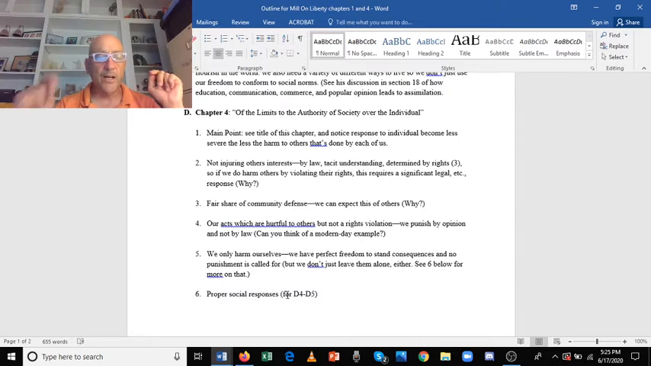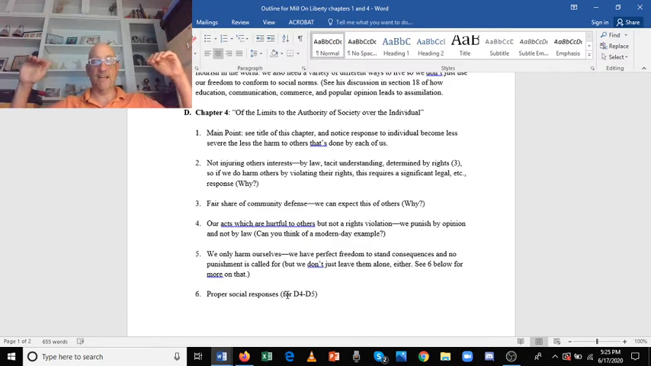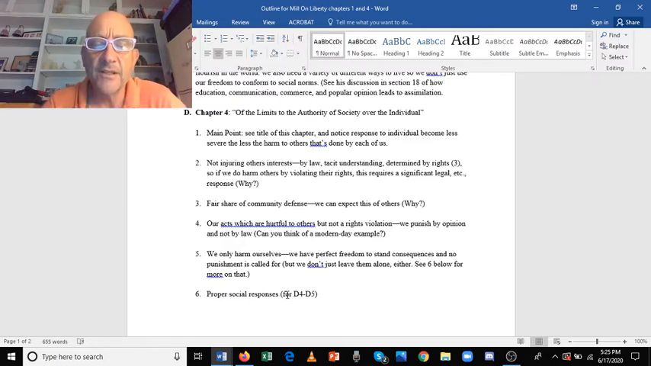So I'm on D4 here. So not violating somebody's rights, because law gets to respond to that. Not doing your fair part for community defense. Law gets to say something about that. D4, what about acts which are hurtful to others, but don't violate their rights? Mill's answer here is, you can still hurt somebody, just not as badly this way. You punish here by opinion and not by law. I asked you on the outline, can you think of a modern example?